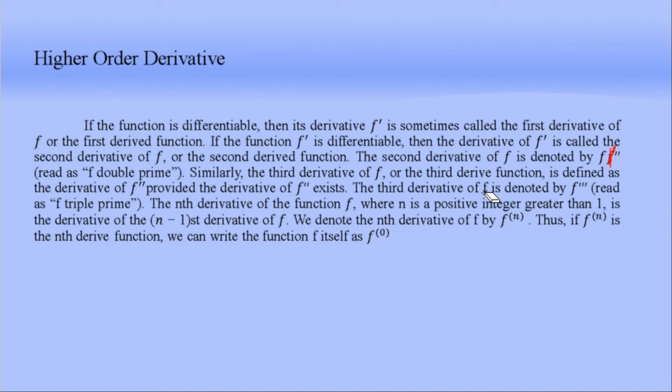So basically, the higher order derivative is about finding the derivative of a function and then finding the derivative of the derivative until the derivative is 0. So even if n becomes as high as 6, as long as the derivative becomes 0, then that's what the higher order derivative is about.